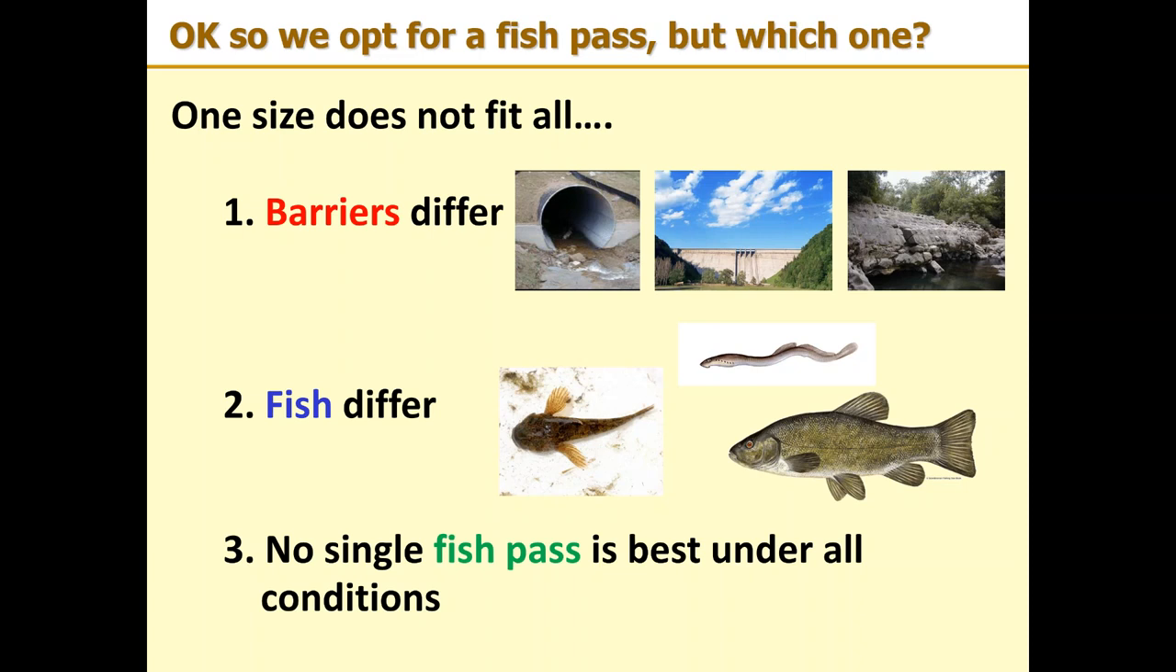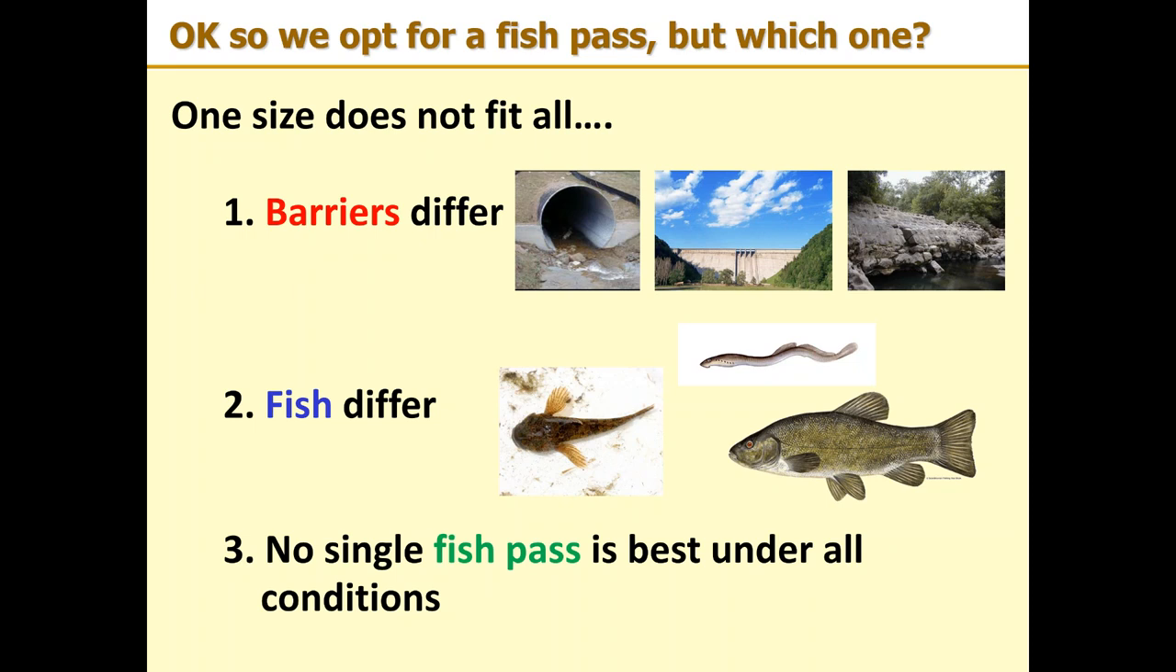I'm sure you know this, but perhaps sometimes we forget why it is so. It is the case because barriers differ. There isn't a single type of barrier. They are very different, as we'll see in a moment. Second, fish species differ. Remember, fish are the most abundant type of vertebrates. There are more fish species than all the other vertebrates put together. There's a huge degree of variation, so no single fish pass is going to be best under all conditions.